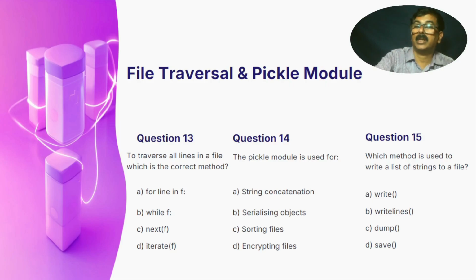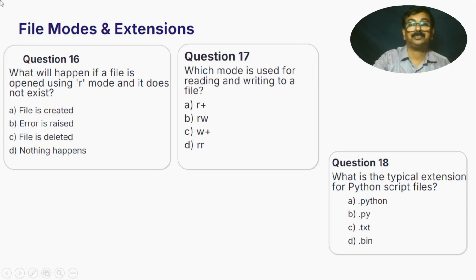The method for serialization is dump and deserialization is load. Question 15. Which method is used to write a list of strings to a file? List of strings means many strings. Write is for one string, writelines is to write many strings. So the answer is writelines.